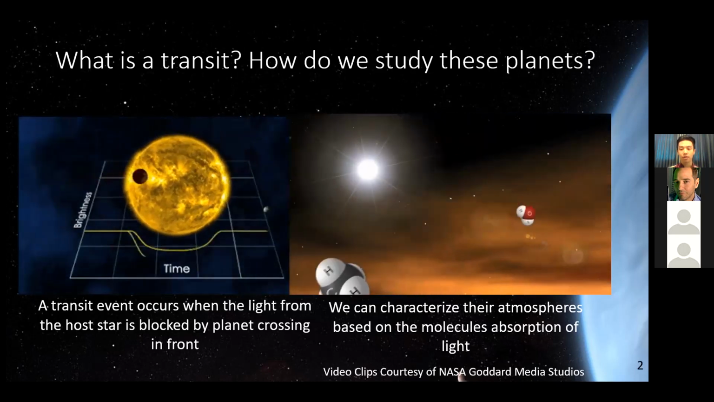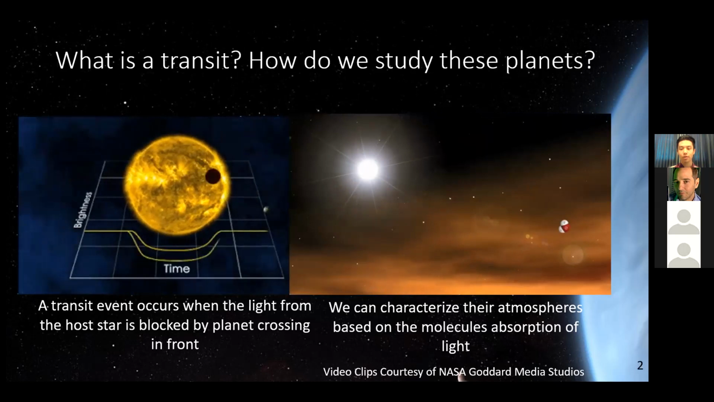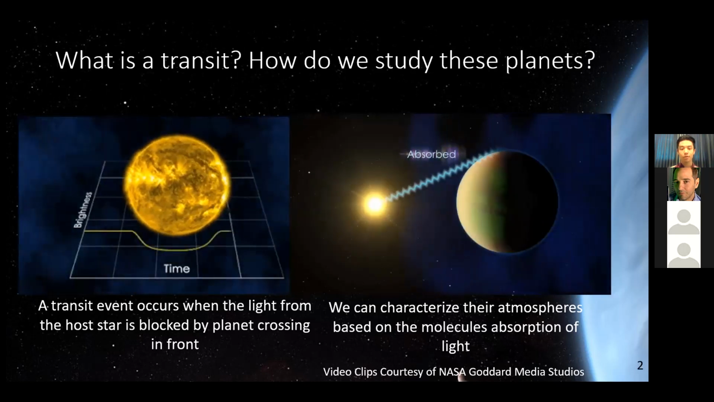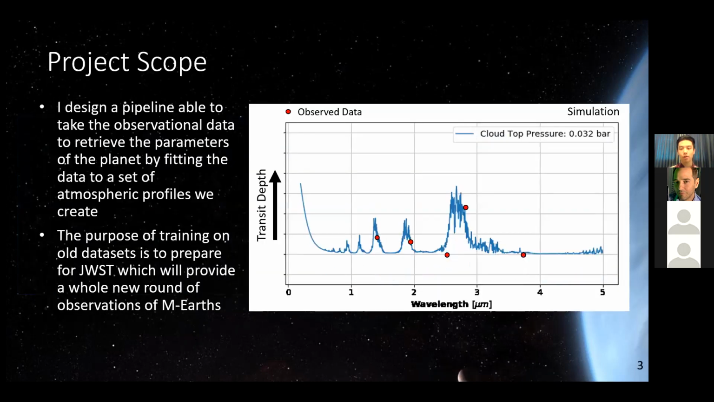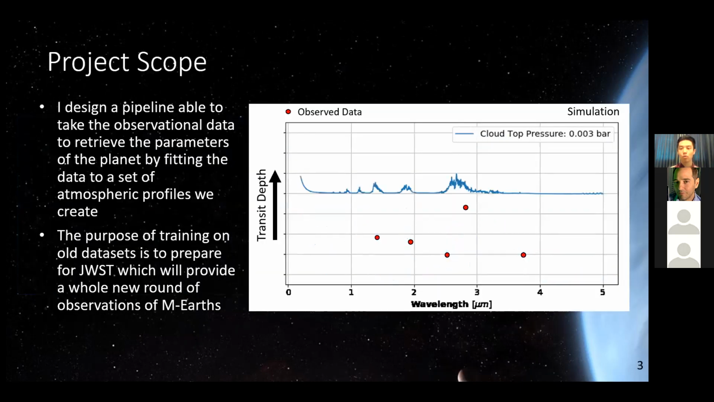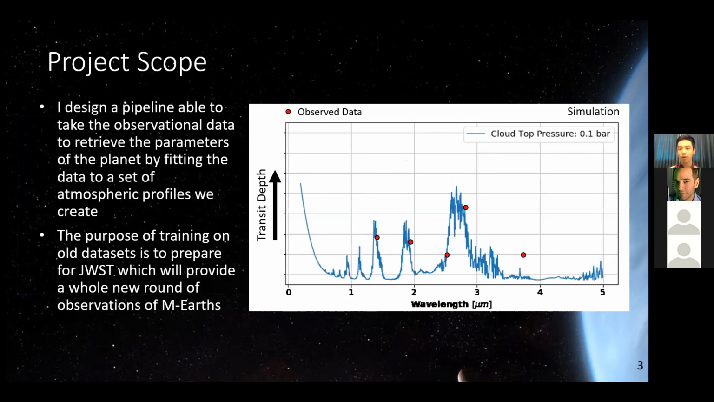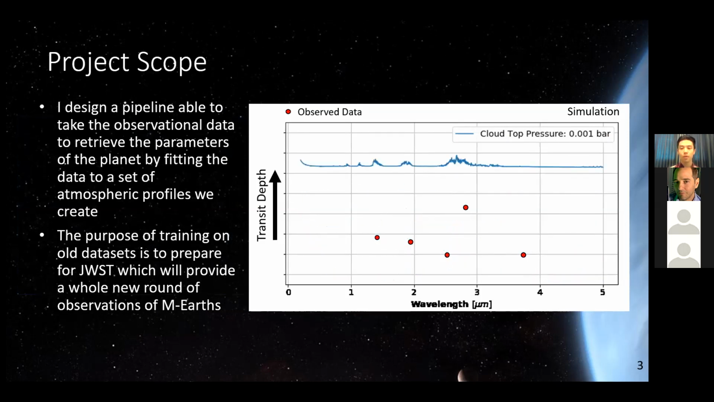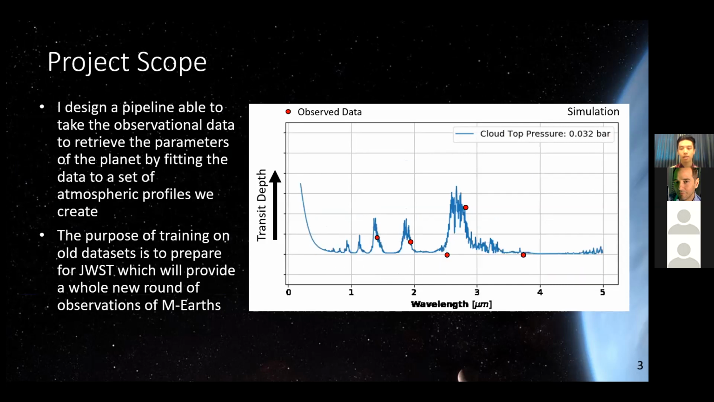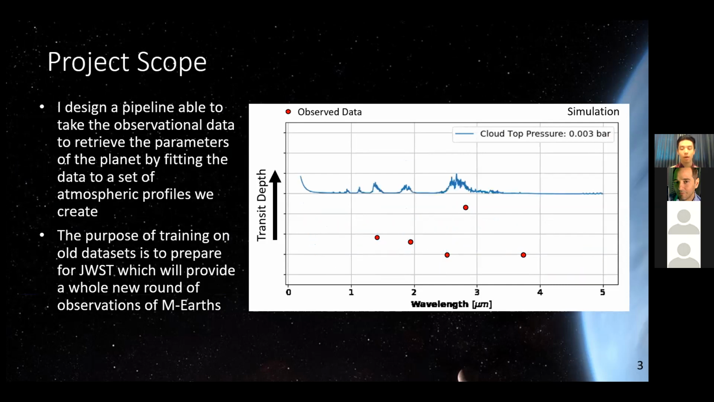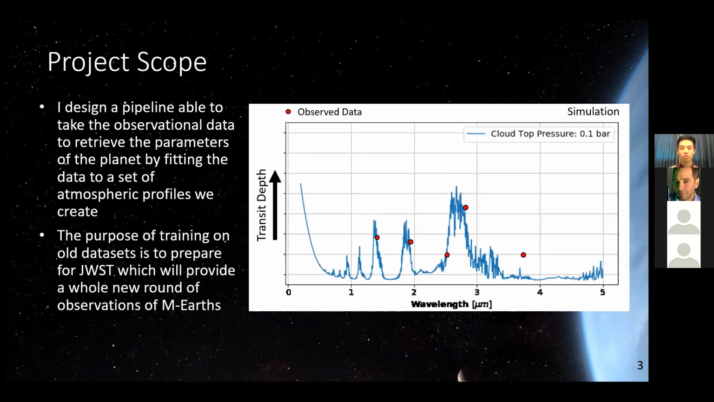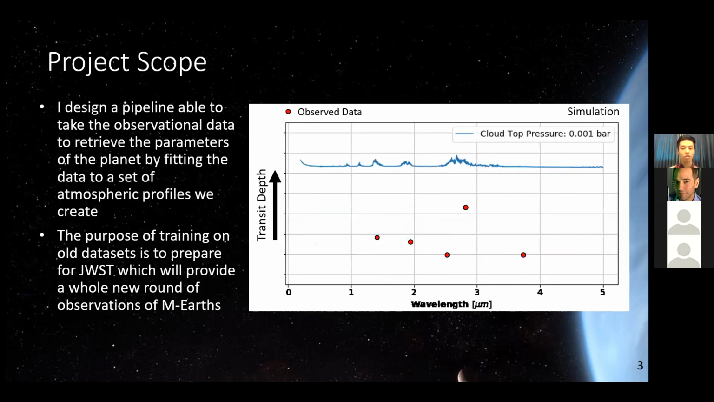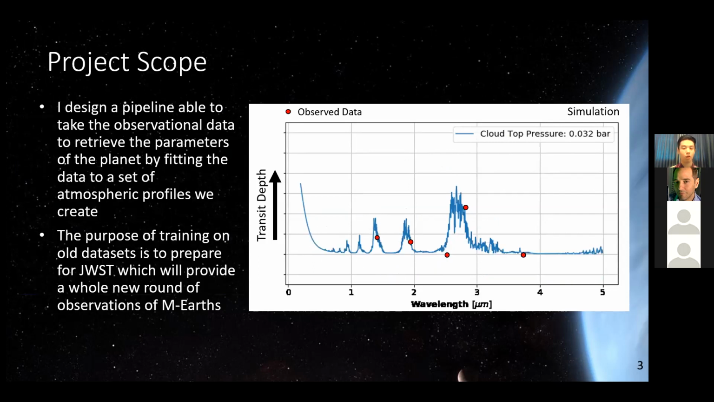From these events, we are able to get observational data points at different wavelengths depending on the telescope. But what can we really do with these data points? On the right here, we can see some quote unquote observed data in red points. This is just a simulation of what different transmission spectra, in blue here, can look like. We can see that some of these fit better than others. This process of trying to fit the spectra is called retrievals. And in order to create these simulated spectra, we use what is called forward modeling.